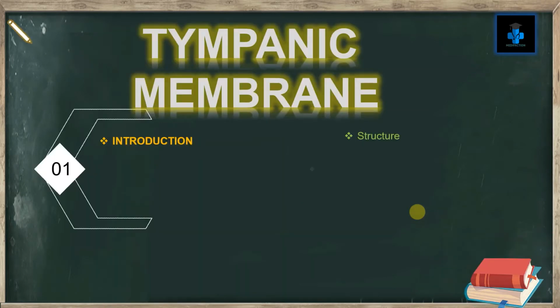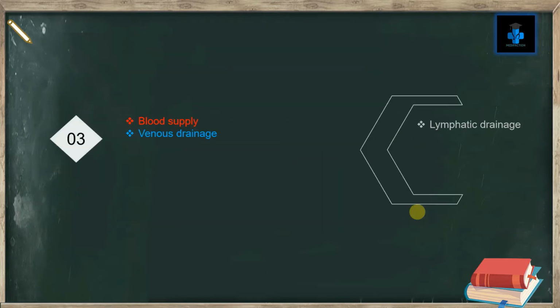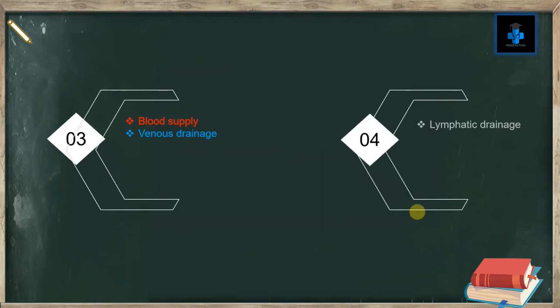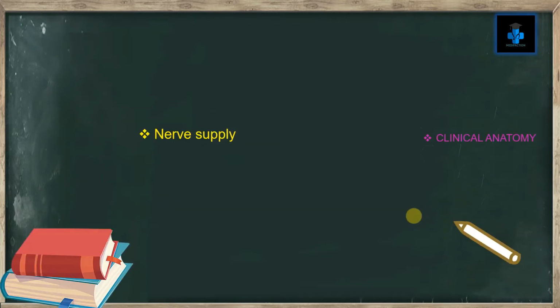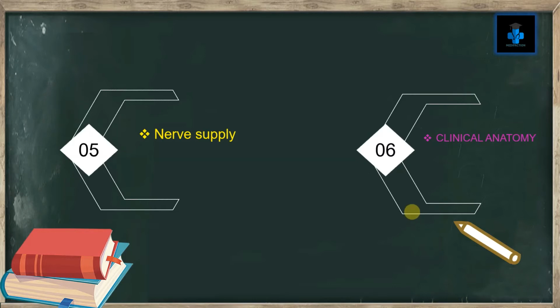In this video, I will be enumerating an introduction, structure of tympanic membrane, blood supply and venous drainage along with lymphatic drainage, the nerve supply and some important clinical anatomy.